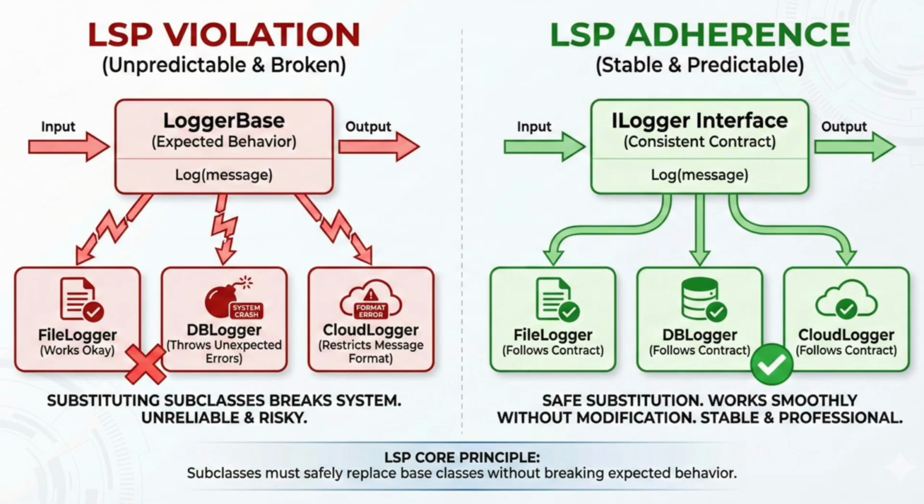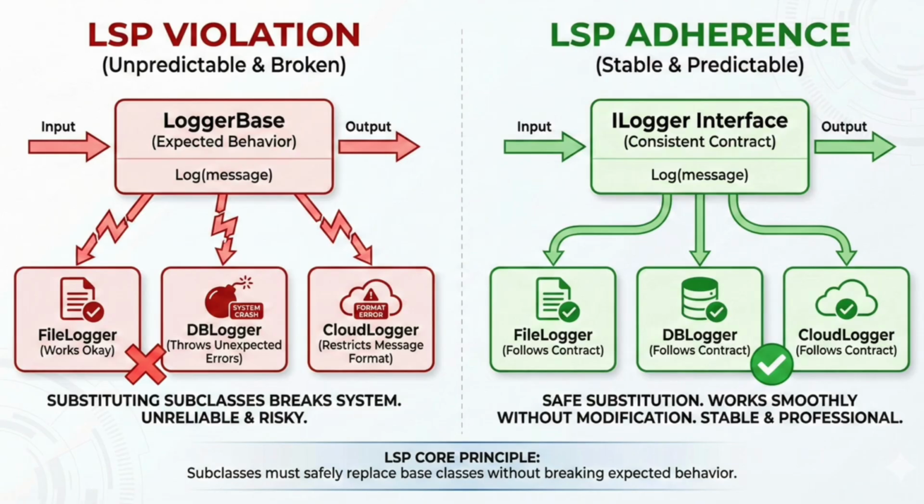Imagine a bad design where some logging subclasses do not behave like the parent logger class. For example, the base class defines a log(message) method, but one logger throws unexpected exceptions, changes how logging works, restricts the message format, or behaves unpredictably. This leads to unstable logging, crashes or failures during substitution, bugs when switching logger types, hard to maintain system. This clearly violates the Liskov substitution principle, because these subclasses cannot safely replace the base logger.